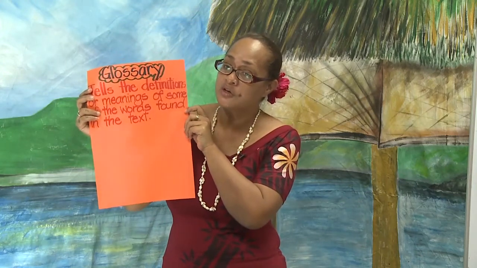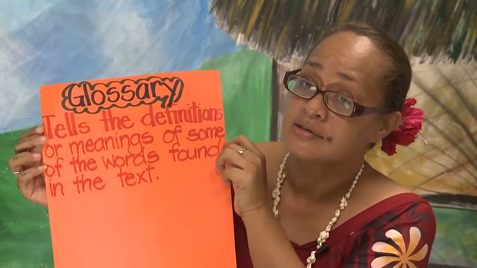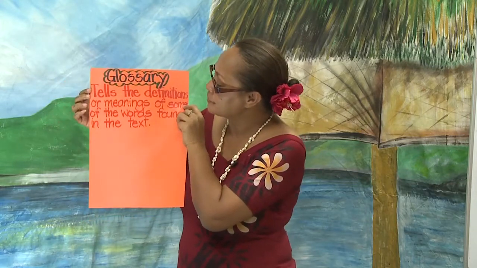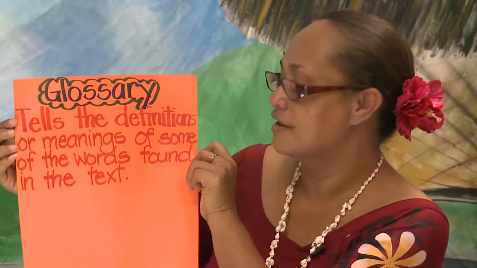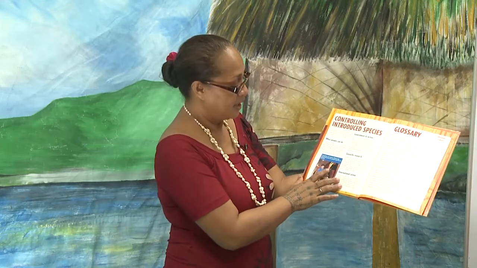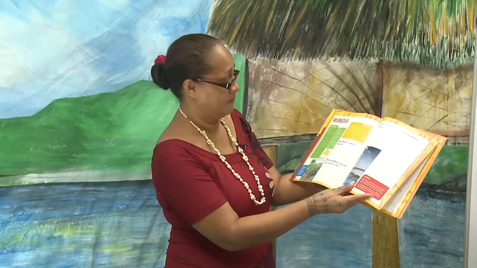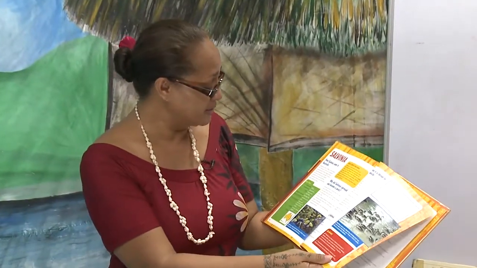Another very important feature of a non-fiction book is that big word there, glossary. Very good. A glossary tells the definitions or meanings of some of the words found in the text. In the text, it has a word which I'm sure that you do not know or understand. I don't know what that word means. The word is native.